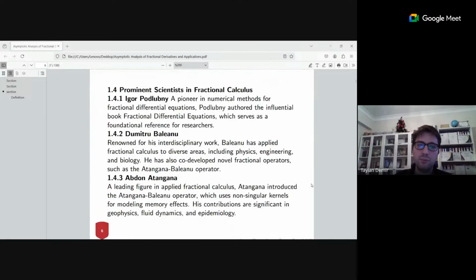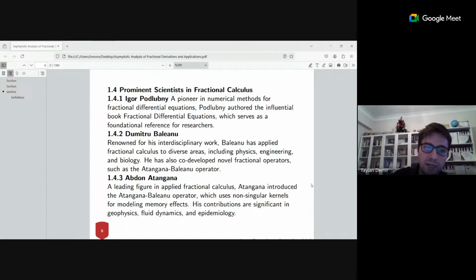A prominent scientist in fractional calculus is Igor Podlubny, who used numerical methods for fractional differential equations and authored the influential book Fractional Differential Equations, which serves as a foundational reference for researchers.